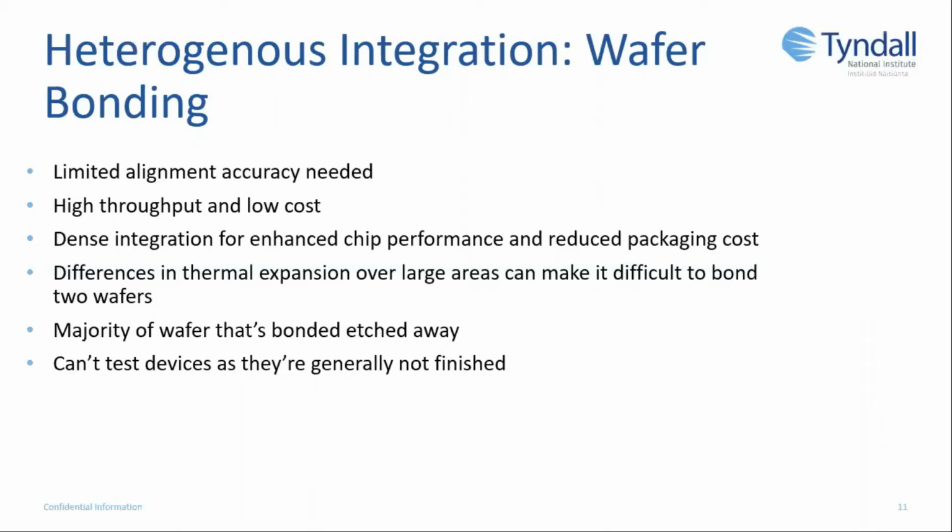There's a high throughput and there's a low cost to wafer bonding. And because you're putting all the material onto the wafer, you can have dense integration of devices because you can etch away and form however many devices that you want on the PIC. And there's a reduced packaging cost.